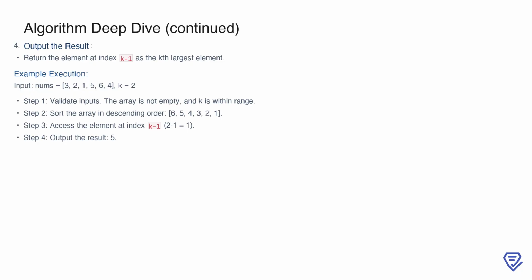Next, we sort the array in descending order, resulting in 6, 5, 4, 3, 2, 1. Now, we access the element at index k-1, which is 1 in this case, and retrieve the value 5. This value is the second largest element in the array. Returning this value completes the process, giving the correct result.